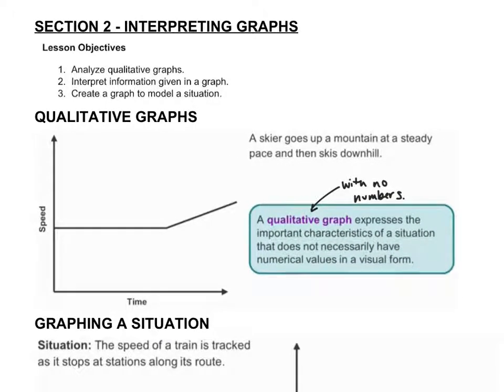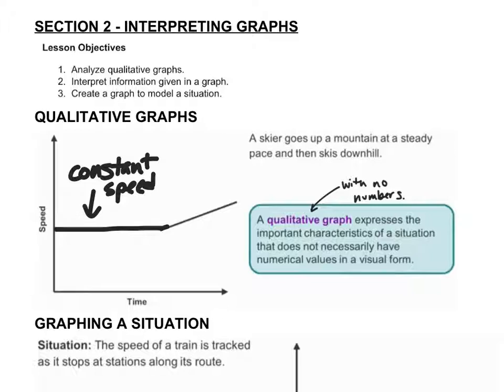In this hypothetical situation, we have a skier goes up a mountain at a steady pace, and then the skier skis downhill. So what we have here, our x-axis is time, our y-axis is speed, how fast they're going. Now, right here, I know that the speed is constant. So this part right here is constant speed. And that's for this part of the graph.